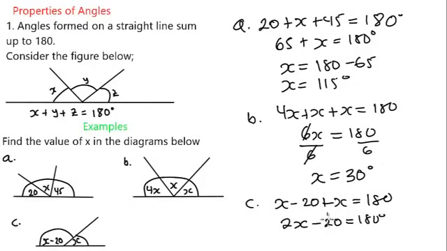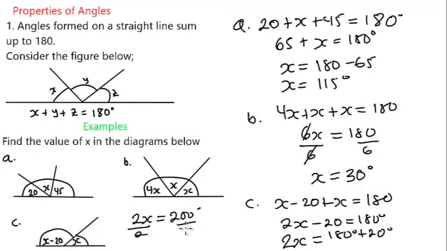Now let's move negative 20 to the right hand side. So we are going to have 2x is equal to 180 degrees plus 20 degrees. And so we are going to have 2x to be equal to 200 degrees. Now from here we divide through by 2, and x will be equal to 100 degrees. So that is all for A, B, and then C.